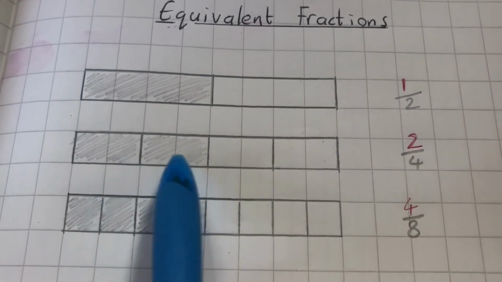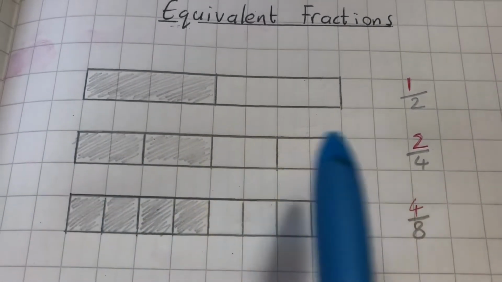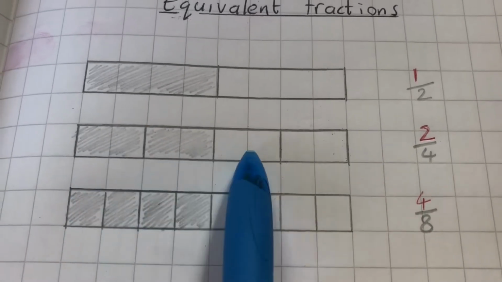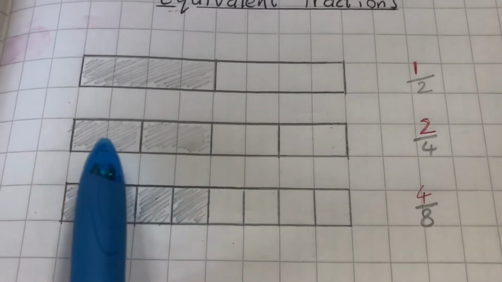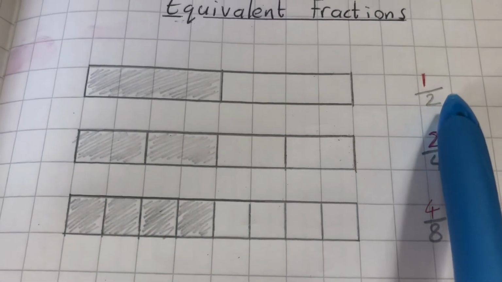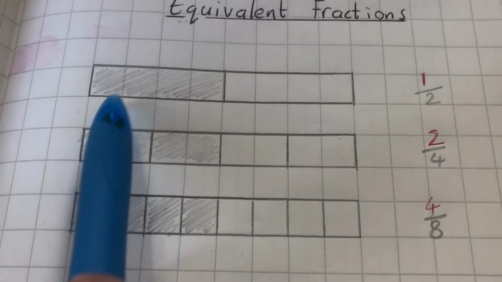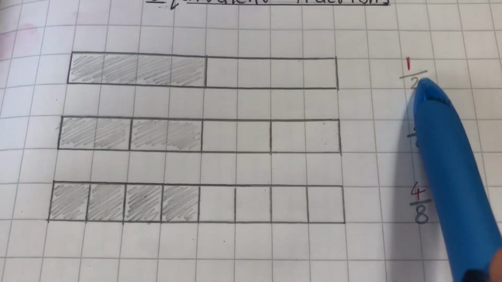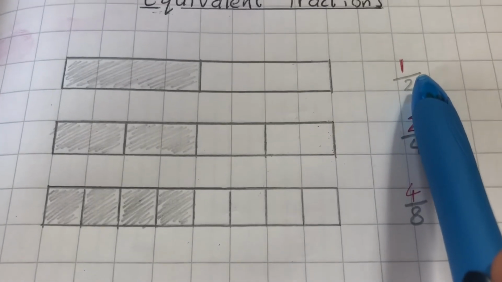The second bar is broken up into 4 pieces. Overall it is the same size, so again it is a whole as well, but it's broken up into 4 pieces this time, and we've shaded 2 of them. So we can tell by the shading that 2/4 is the same as a half, because these 2/4 here are the same size as this half. So 2/4 and a half are what's known as equivalent fractions.